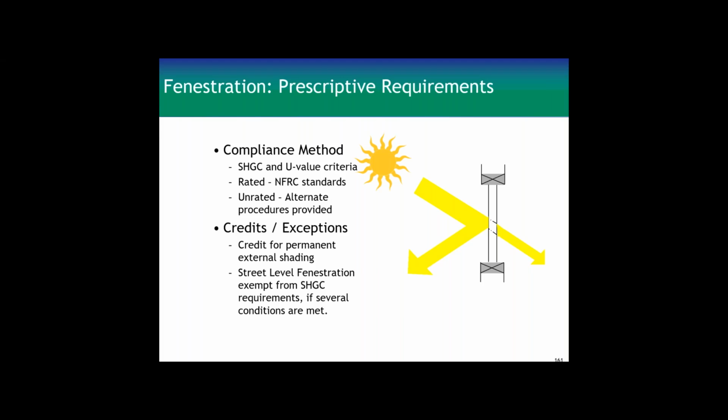You get credits for permanent external shading. That's an overhang, and all we've ever done is overhangs. So if you use something on the side of the window or something, we've never written a rule about it. And if you have street level fenestration, we have an exception from the SHGC because the SHGC requirements can make the window less transparent. What we're trying to do is allow retail establishments to let people look through the window at displays, etc.